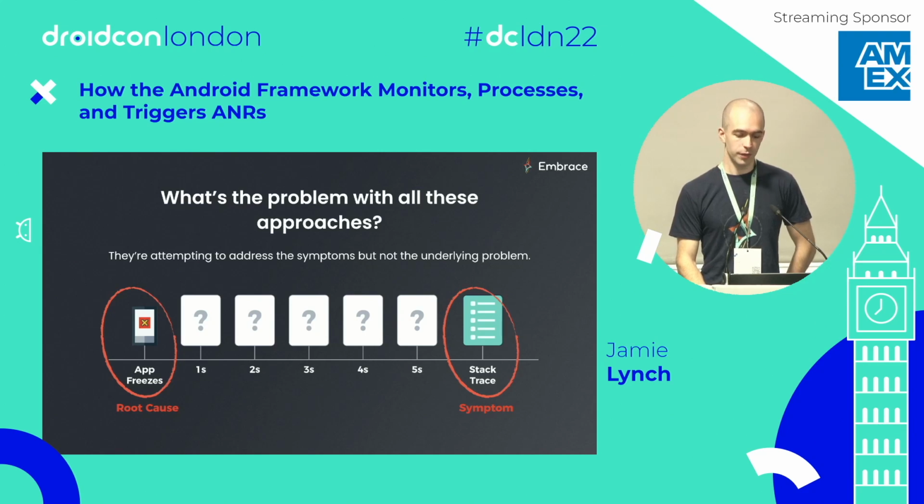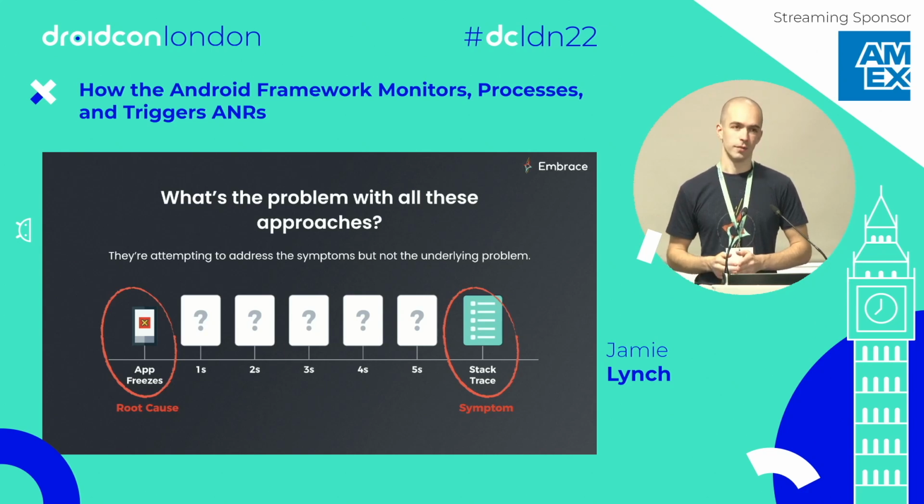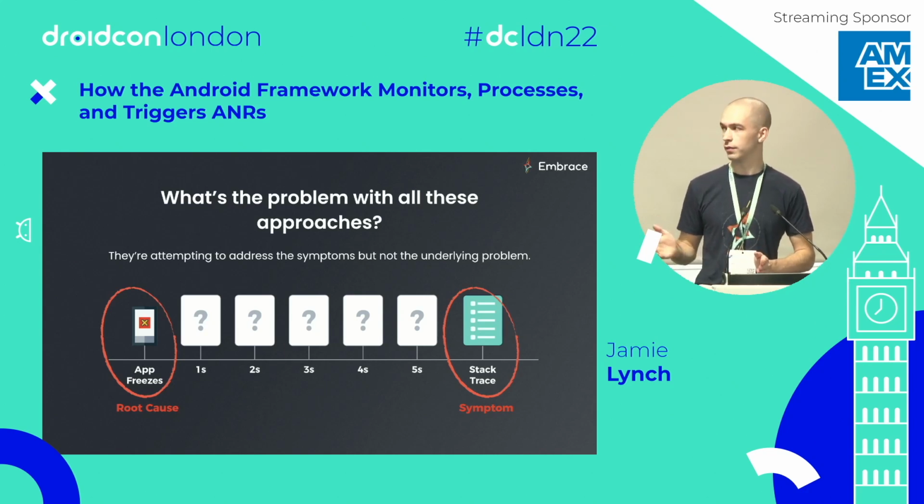So the problem with this approach is it's kind of almost treating the symptom rather than looking at the root cause of finding out why your app froze. Typically there might be something happening at the 1 second or 2 second mark, which is kicking off some work, and you just get to see the mess that was left behind from the stat trace at the end. We'll go over this in a bit more detail later.